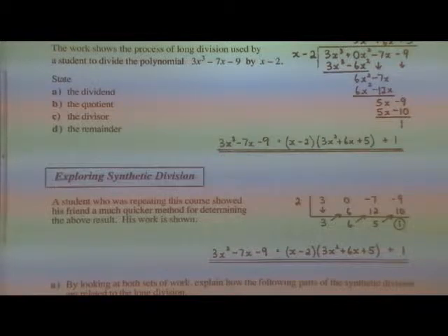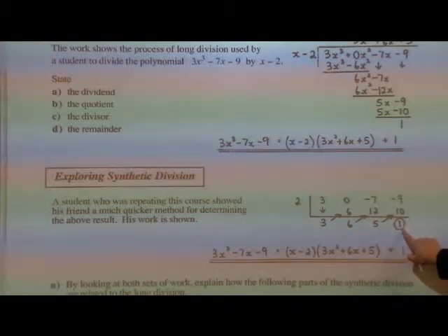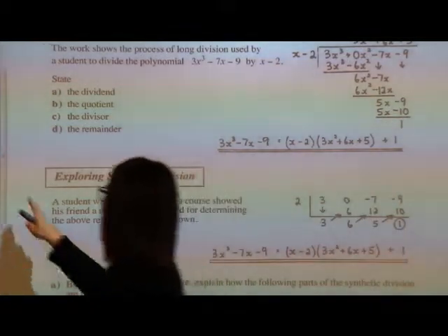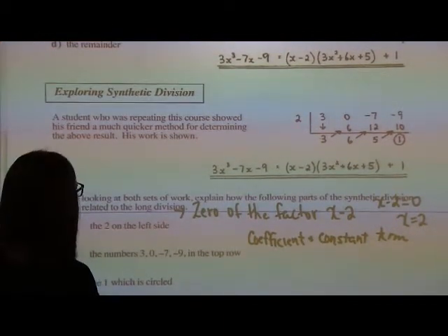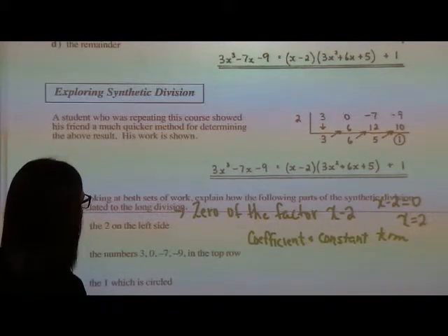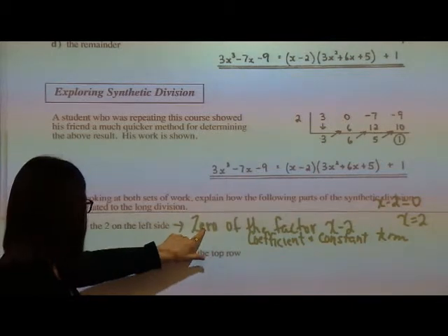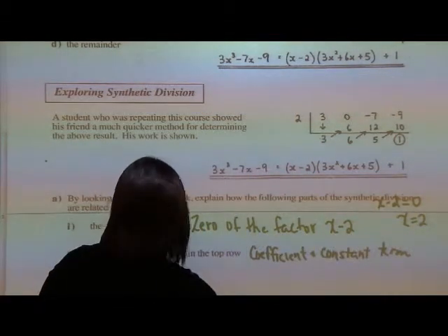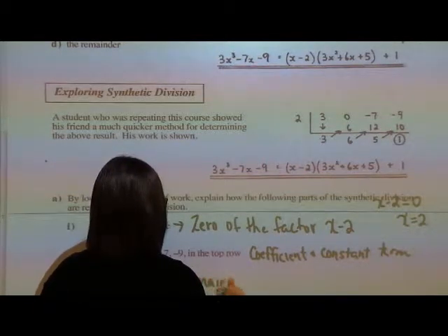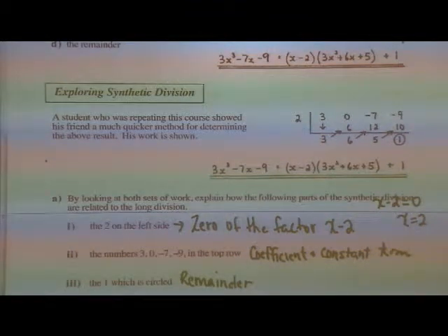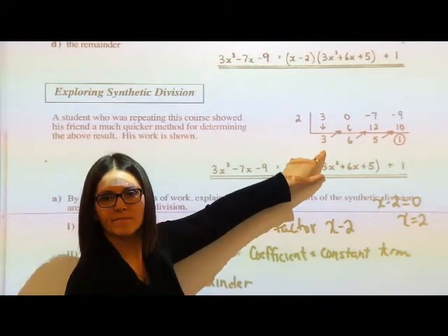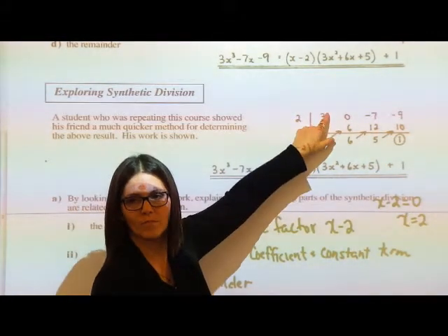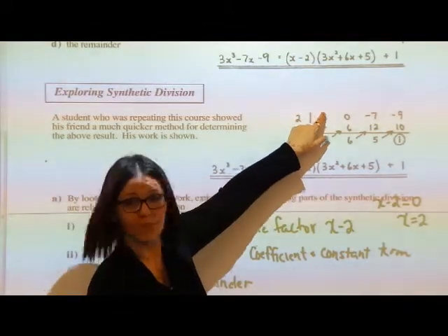Okay? So now if I look at the next part of it, the circling of the 1. What does this represent? That was my remainder. Okay? Where did the 3 come from? There's the arrow. So the 3 dropped down.